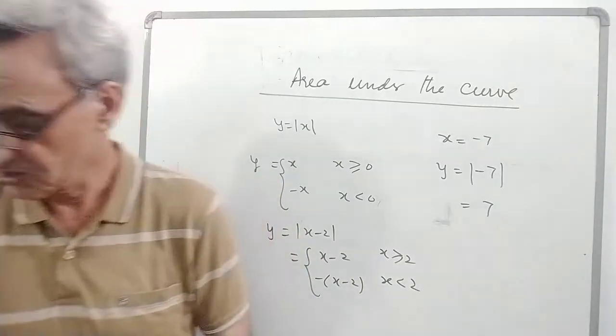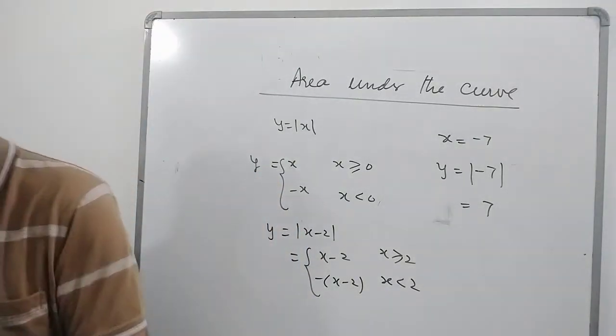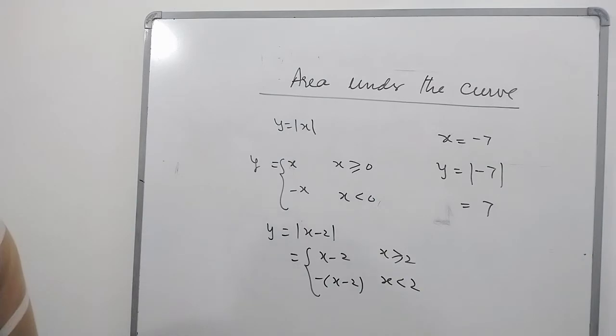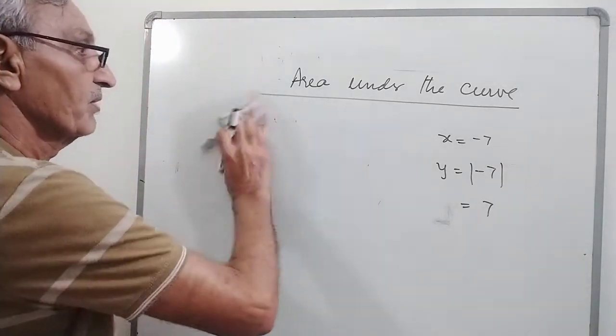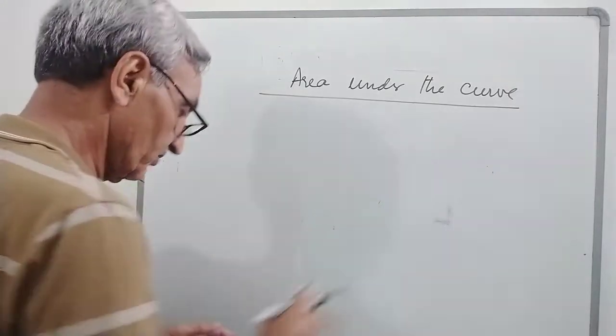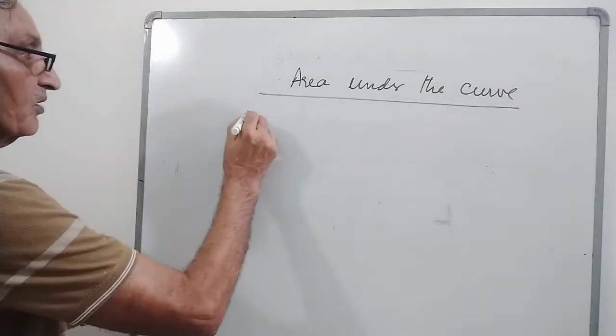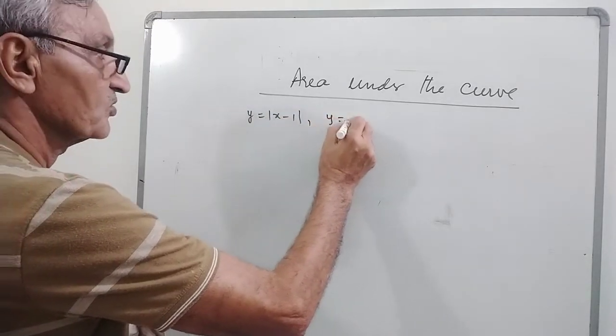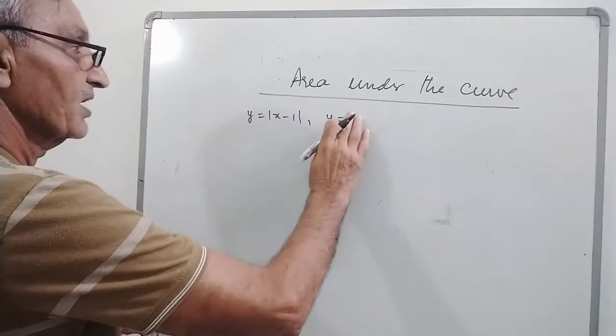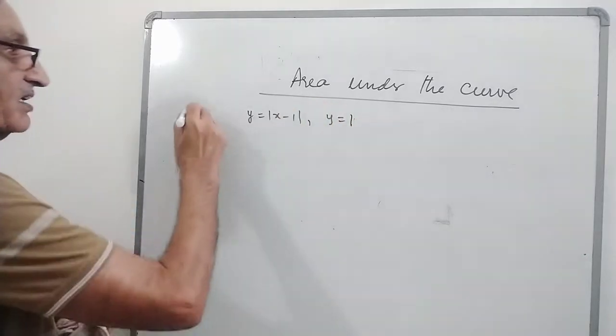Now I'll do the question based on the modulus that is included in the chapter of area under the curve. So here I go. The first question: suppose they ask to find the area between this curve and y is equal to 0, and suppose y is equal to 1. Let me find this area.